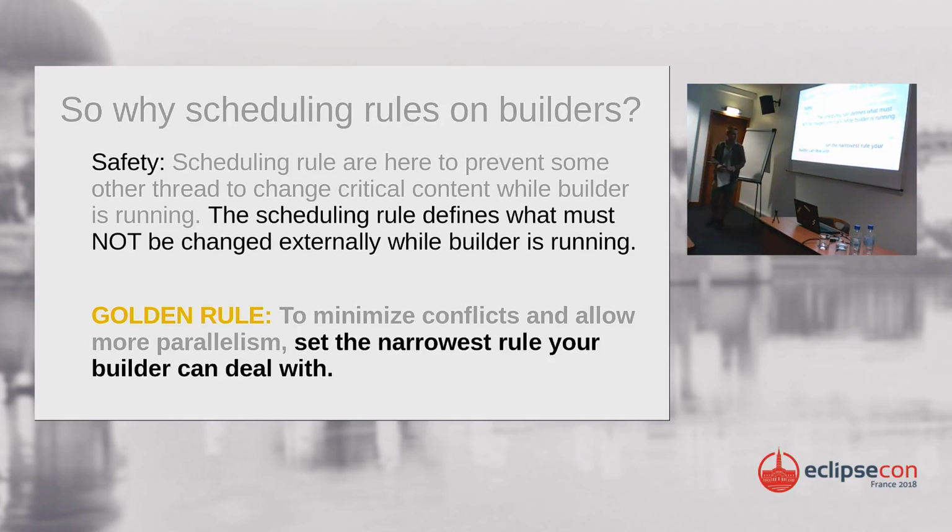So it gives some safety. But one golden rule to remember, and I hope you remember it because you'll hear this rule many times during this talk, is that to minimize the conflicts and enable more parallelism, you need to always use the narrowest rule your builder can deal with.